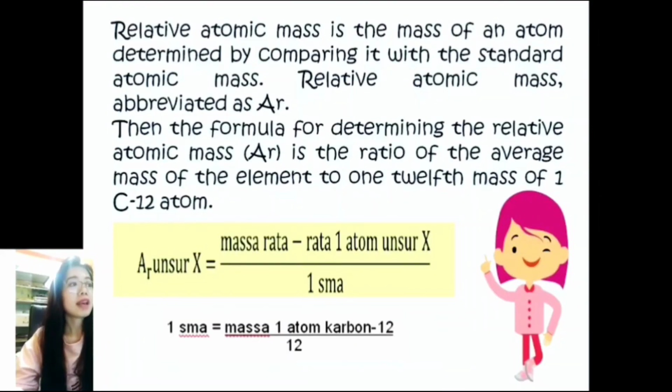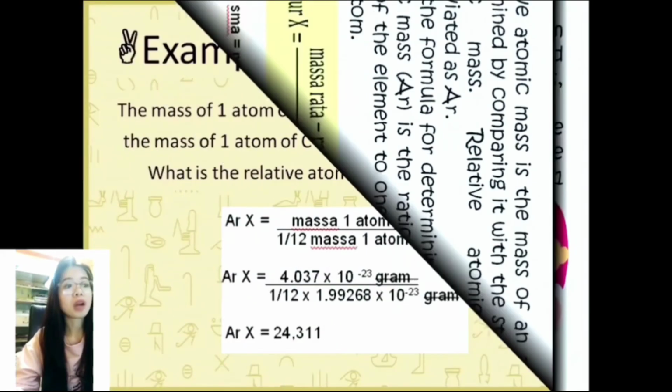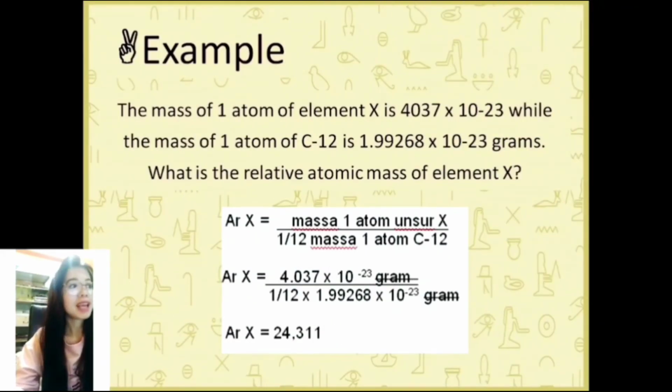Next, relative atomic mass and relative molecular mass. Next slide. Relative atomic mass is the mass of an atom determined by comparing it with the standard atomic mass. Relative atomic mass, abbreviated as Ar, is the ratio of the average mass of the element to 1/12 the mass of C. Or in Indonesian, Ar of element X is equal to the average mass of one atom of element X per 1 amu, where 1 amu is equal to the mass of one carbon atom divided by 12. Next, example. The mass of atom element X is, you can read it, and I have prepared the solution.